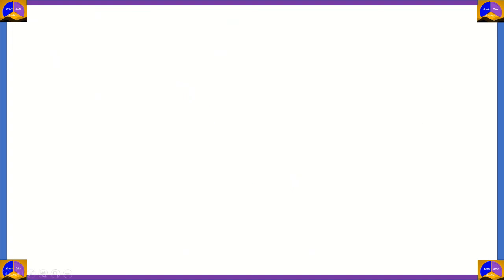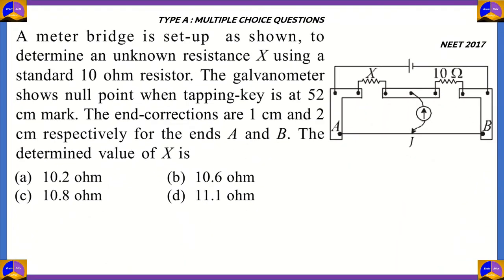So the value of X is 10.6 ohms. We calculated that as the correct answer. And so if you look at the following options, you can see that option B is the correct answer to this question, asked in 2017.